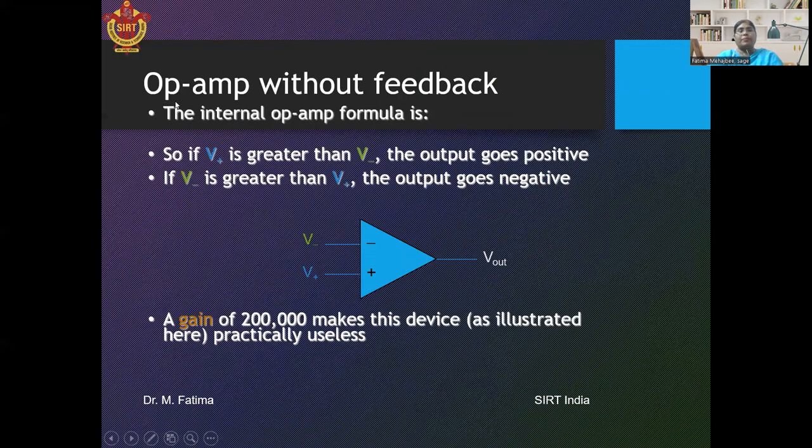Now the operational amplifier without feedback. Here there is no feedback. This diagram is showing the op-amp without any feedback. Two inputs are given, V negative and V positive, and only one output. The output of this op-amp will be equal to the gain multiplied by V plus minus V negative. This gain depends on the operational amplifier. If it is open loop, that is without any feedback, then this gain is 2 into 10⁵ for the 741 IC.